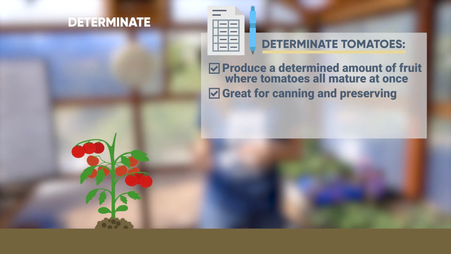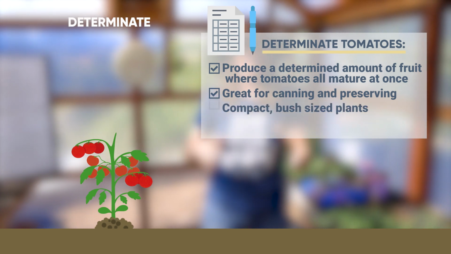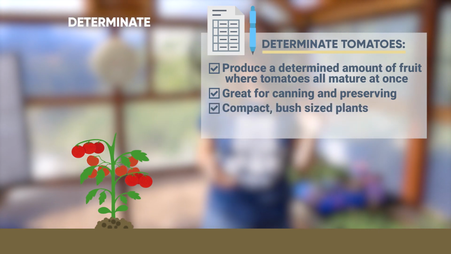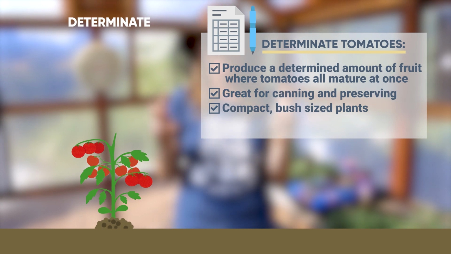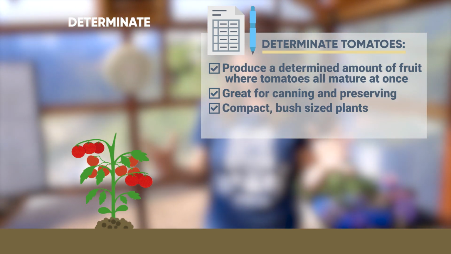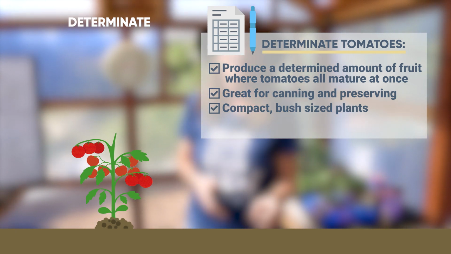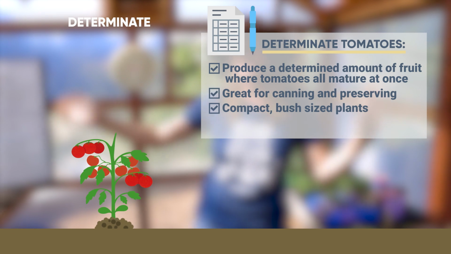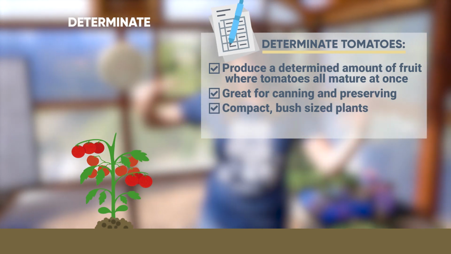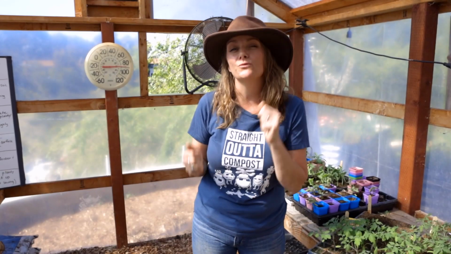The other thing to think about with determinate tomatoes is they tend to be a little more compact. Some people refer to them as bush tomatoes. We have a variety called Tasmanian Chocolate that's fabulous because it grows very small and bush-like. It's really good in a pot, and it doesn't have these long, crazy stems that grow on forever. And you get almost all your tomatoes at once, which is really nice.